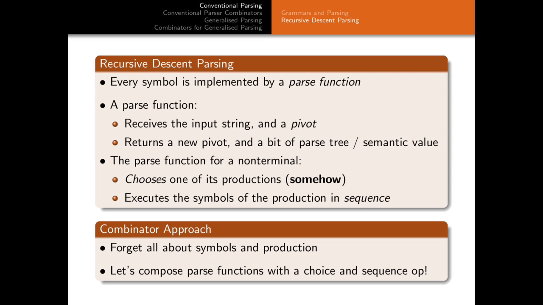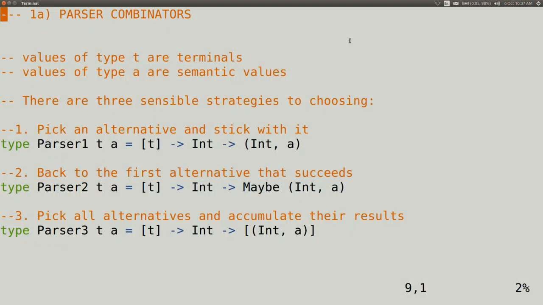So now I mentioned that we somehow choose a production. I deliberately left this open, how we choose this production, because this is where a lot of problems come up. So now I want to switch to a bit of Haskell code for implementing a very naive basic combinator library. Here I've written three different types for representing these parse functions, and they each implement a different strategy for handling choice. They each represent a different choice strategy.